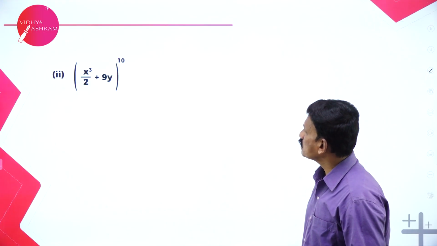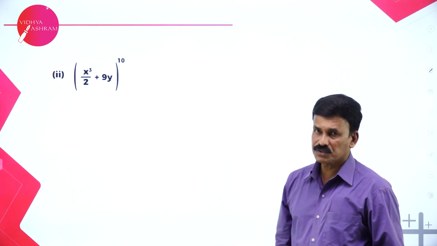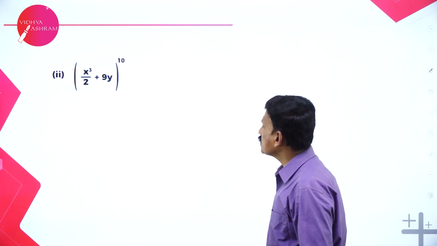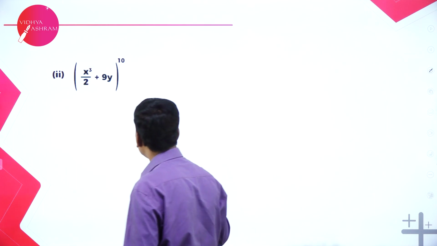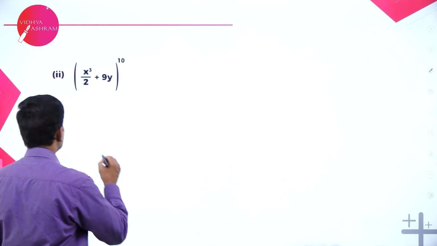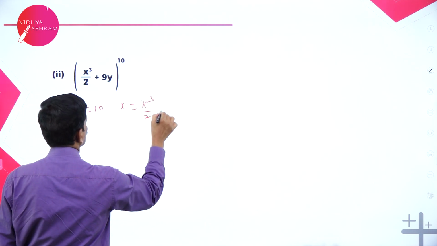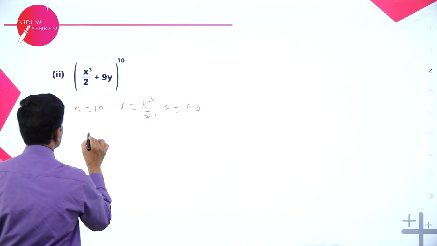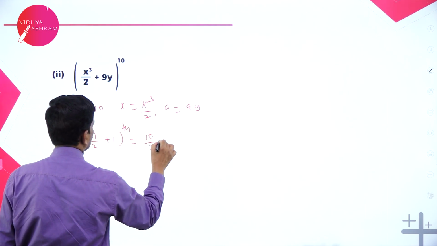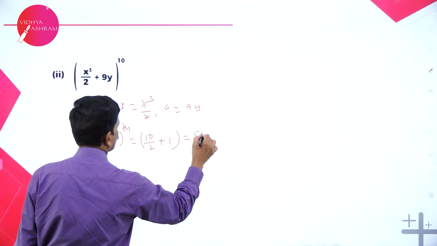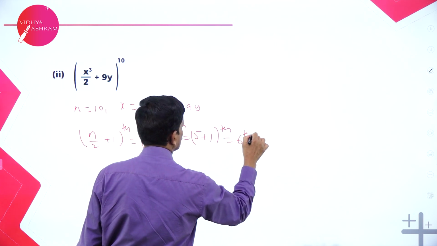Find the middle term in the expansion of (x³/2 + 9y) to the power of 10. Okay. So here also n is equal to 10. So there are 10 plus 1, 11 terms. So n is equal to 10, x is equal to x³/2, a is equal to 9y. The (n/2 + 1)th term. What is n by 2? 10 by 2 plus 1. 10 by 2 is 5 plus 1. That is nothing but the 6th term. The 6th term is the middle term.